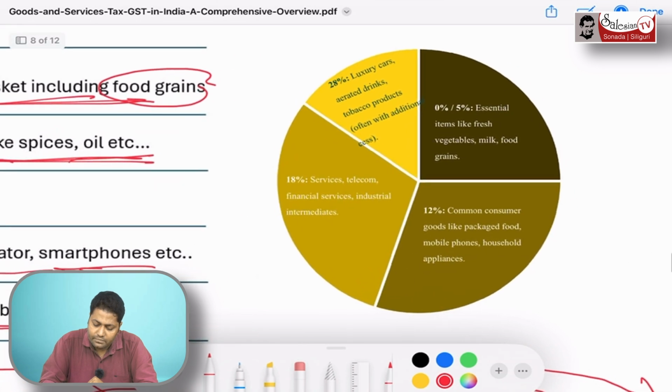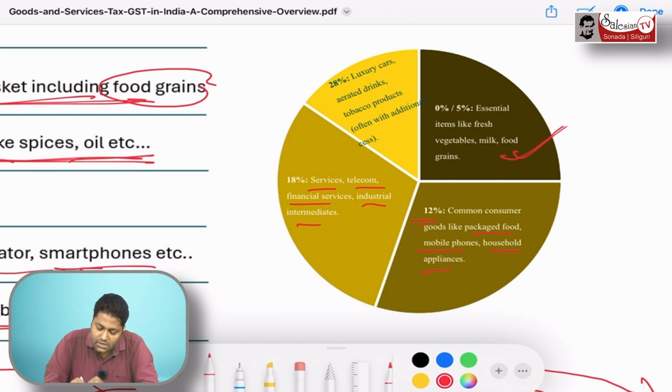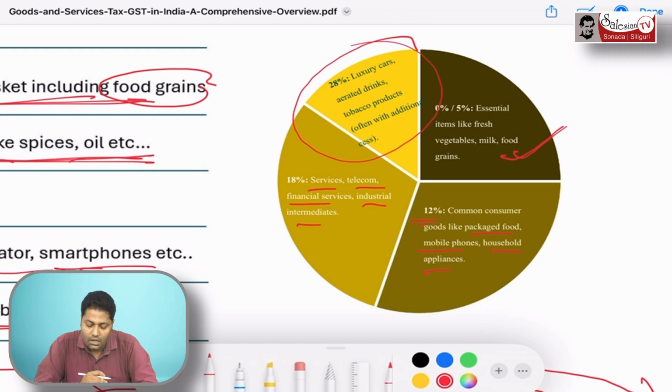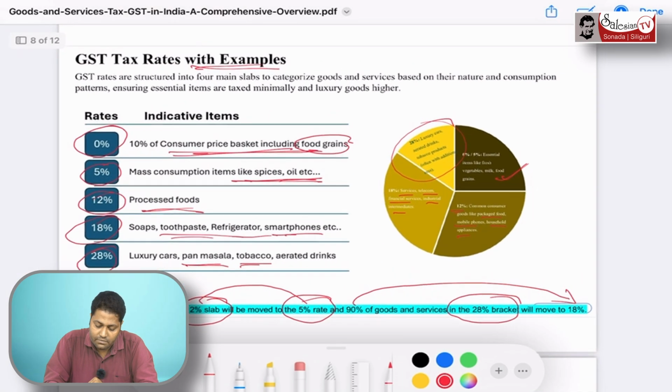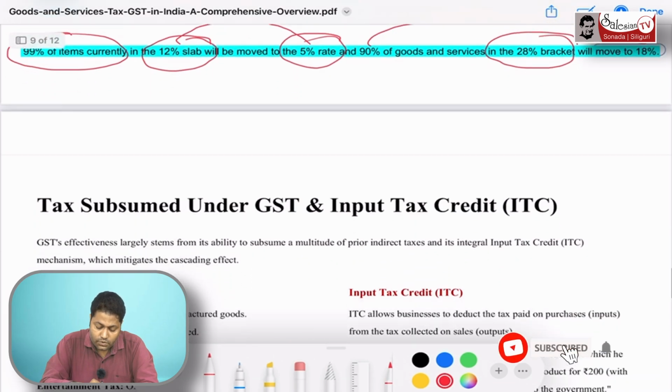Hope you are understanding. You can see from this diagram also, 5% is for essential goods, that is vegetables, milk, food grains. 12% you can see packaged food, mobile phones, household appliances. 18% is services, telecom, financial services, industrial intermediates, and your 28% is luxury cars, drinks, tobacco and all. As I said beforehand, it's just a pie chart, and it's going to help you. Kindly go through this. It's going to help you a lot.